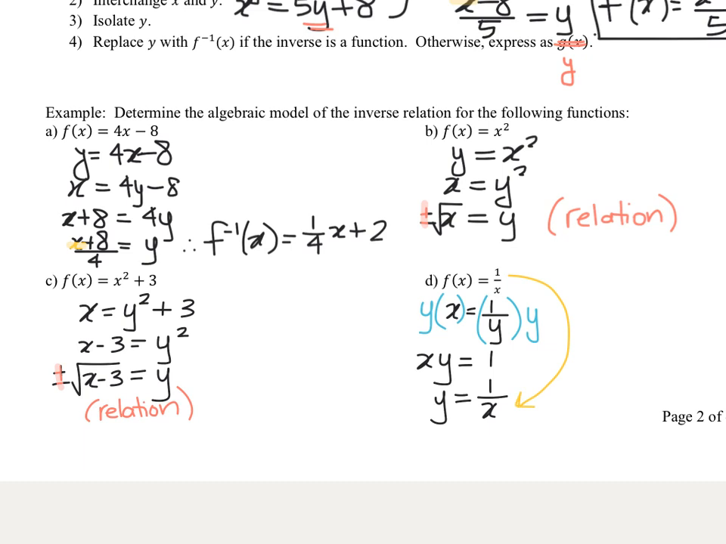This is actually the same rational. So we can replace y with f inverse notation, because the inverse of the rational is just itself, actually. And you can see this as evident when you think about what the graph of the rational looks like.